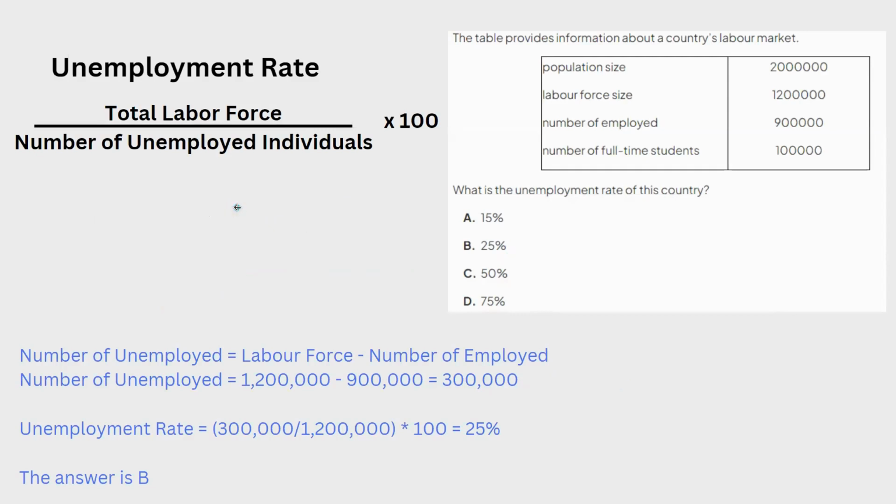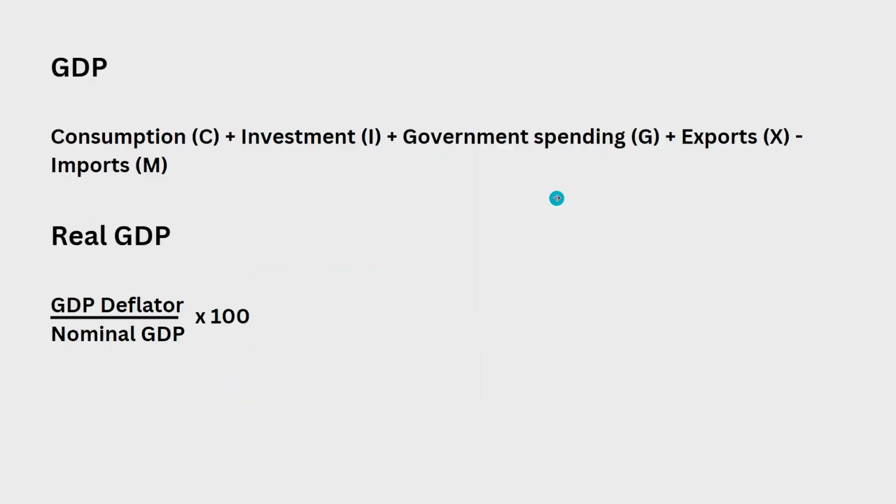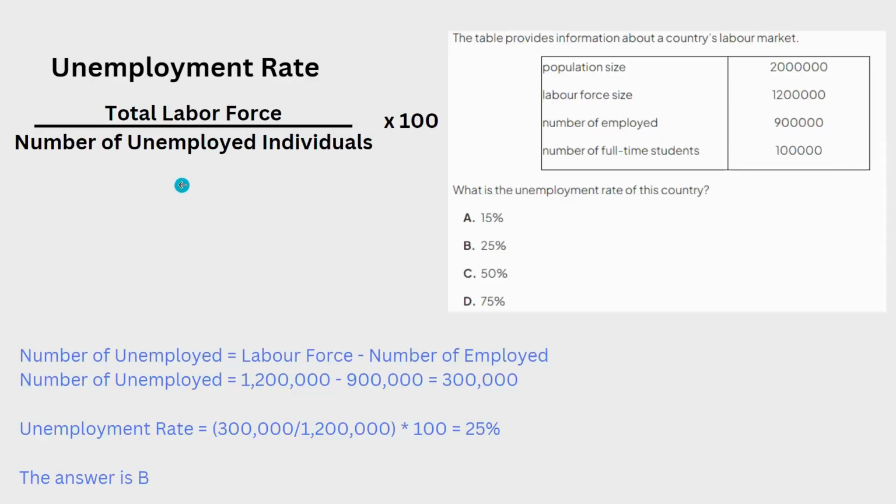The unemployment rate is calculated as the number of unemployed individuals divided by the total labor force, multiplied by 100. So let's see the question from the past paper. The table provides information about our country's labor market. This is the population size, this is the labor force size, this is the number of employed, and this is the number of full-time students. What is the unemployment rate of this country? So we have to calculate the unemployment rate. This is the formula. So let's see.